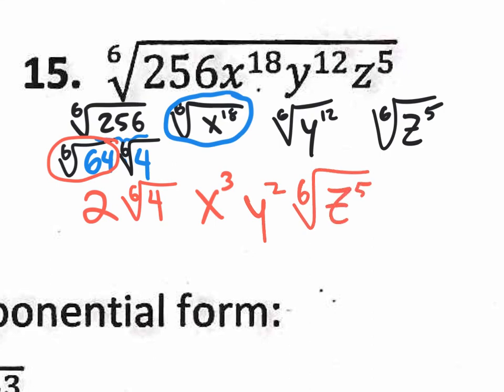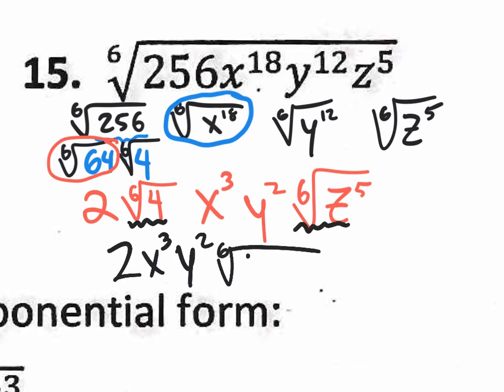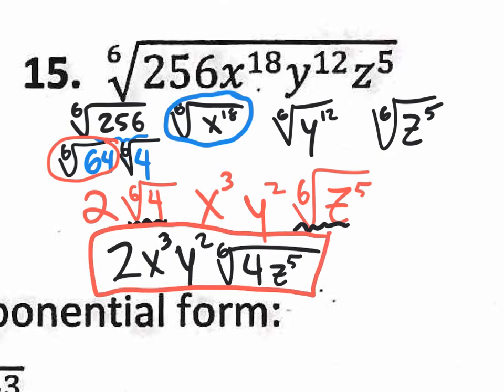And the only other thing left to do is to rearrange it. You want the nice number 2, the nice letter x to the third, the y to the second, and then you want to put your sixth roots together. So you want to put the sixth root of 4 and z to the fifth all together. And that's your final answer.